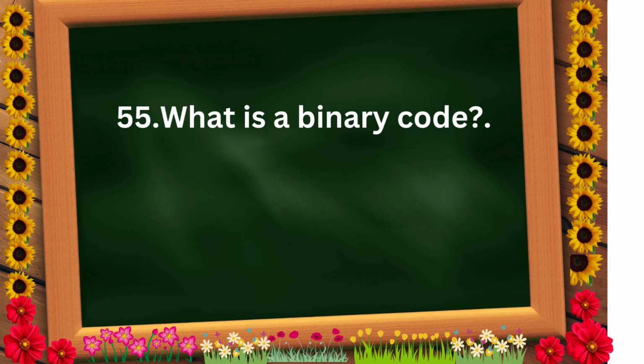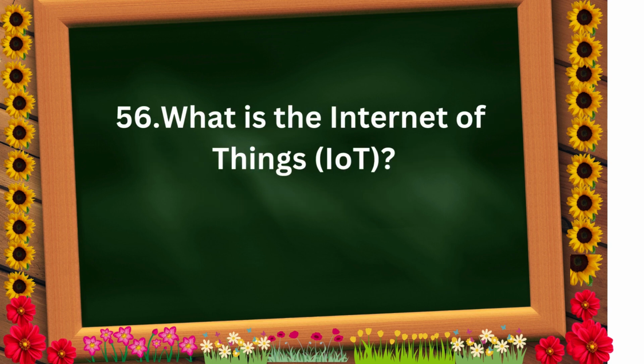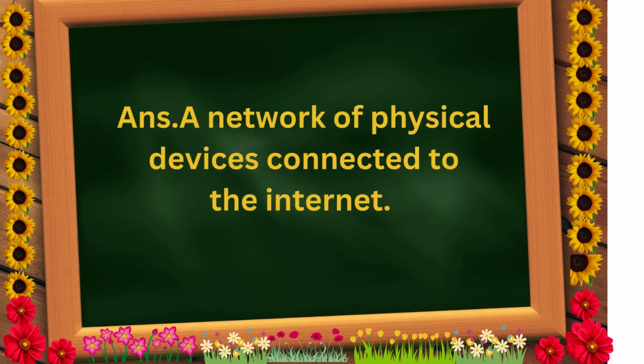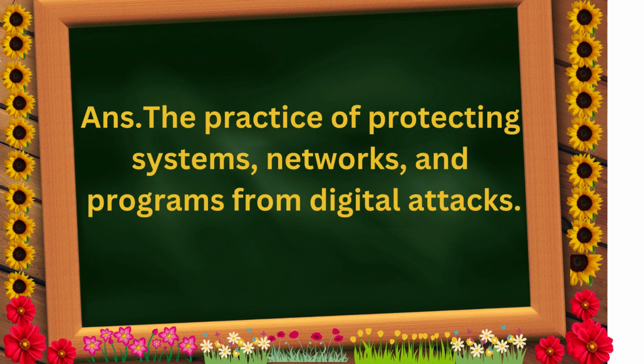What is a binary code? A coding system using the binary digits 0 and 1 to represent data. What is the Internet of Things, IoT? A network of physical devices connected to the Internet. What is cybersecurity? The practice of protecting systems, networks, and programs from digital attacks.